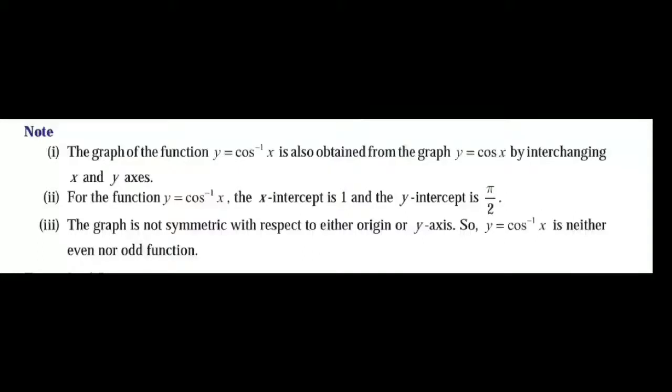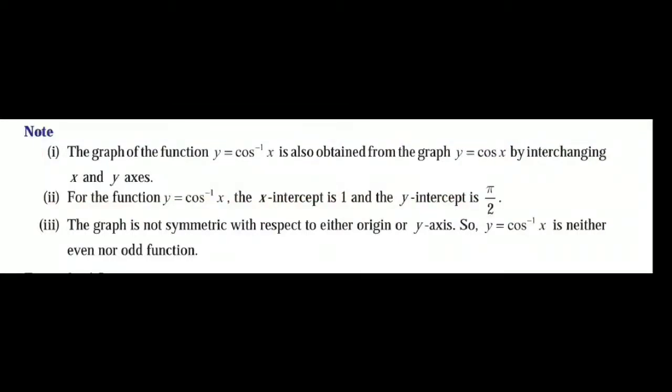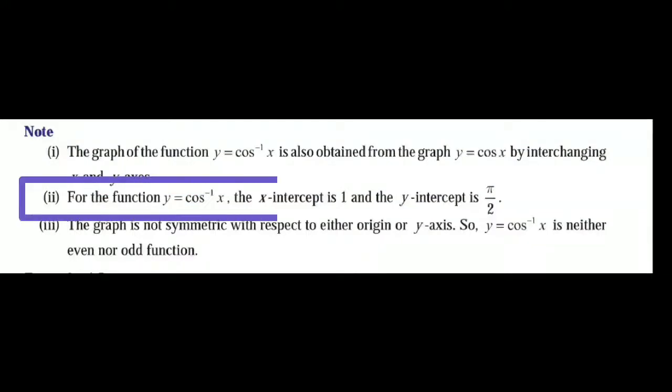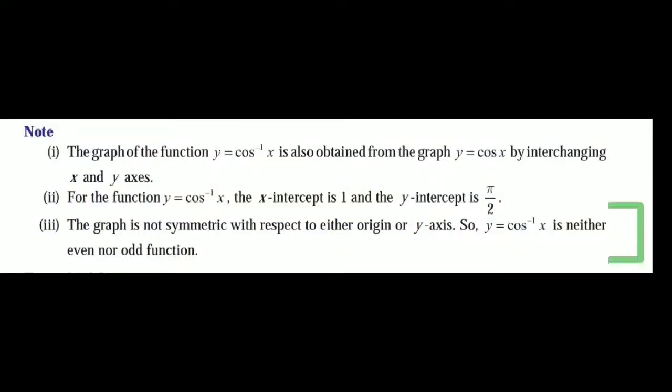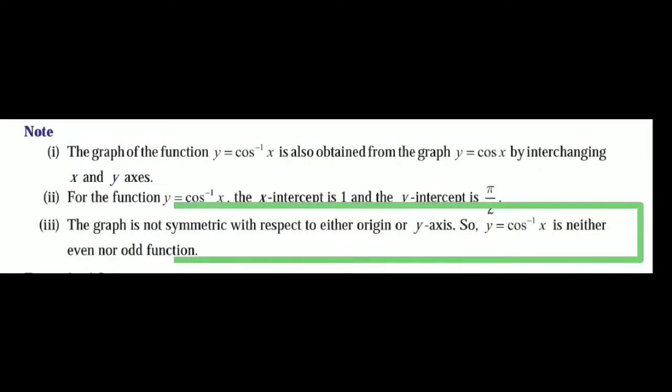Note, the graph of the function y equal to cos inverse x is also obtained from the graph of y equal to cos x by interchanging x and y axes. For the function y equal to cos inverse x, the x-intercept is 1 and the y-intercept is pi by 2. The graph is not symmetric with respect to either origin or y-axis. So, y equal to cos inverse x is neither an even nor an odd function.